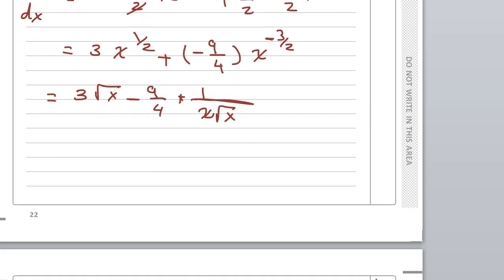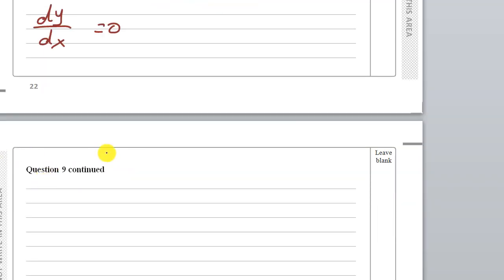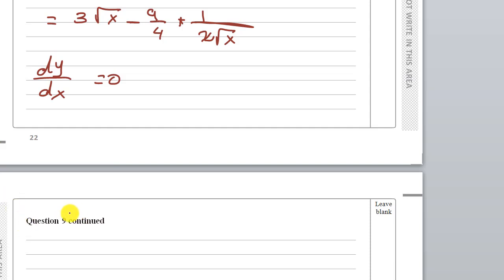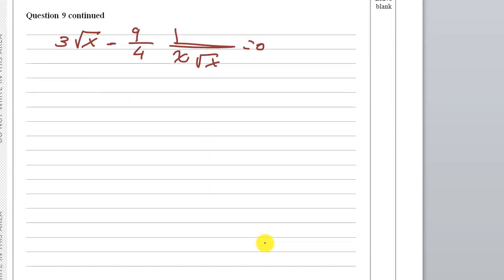dy by dx equal to 0. So 3 square root of x minus 9 divided by 4, 1 divided by x square root of x is equal to 0. So let us multiply by x square root of x. So 3 square root of x multiplied by x square root of x minus 9 over 4 is equal to 0.